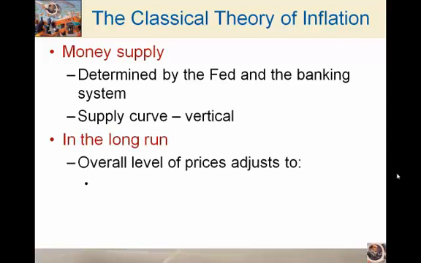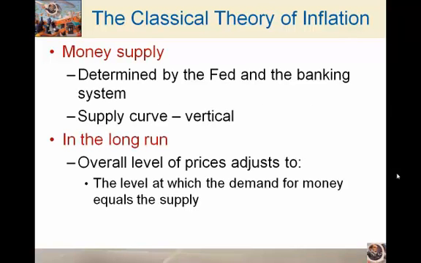Now, money supply. So we've done demand, supply, it's very easy. It's determined by the Fed and the banking system. And we're going to assume that the money multiplier is fixed. So the amount of money in the economy is fixed basically by the Fed. So let's assume that the supply curve is vertical here. In other words, it doesn't depend on the interest rate.